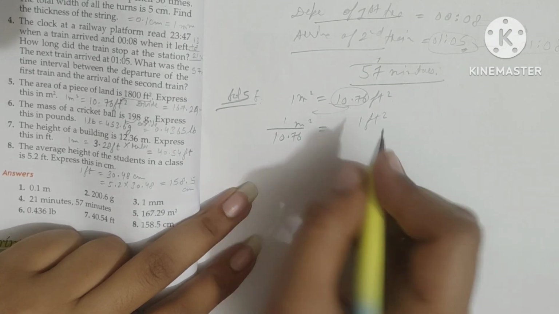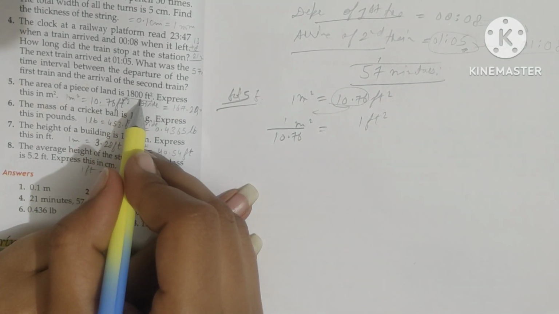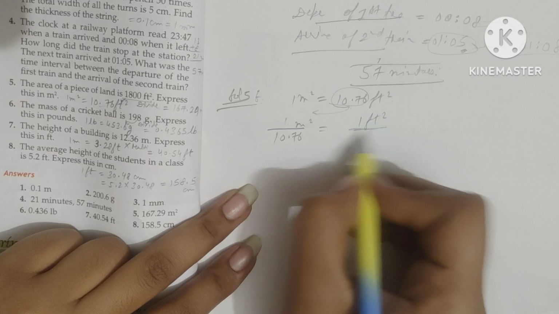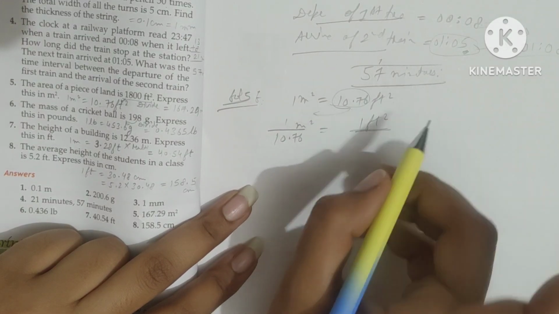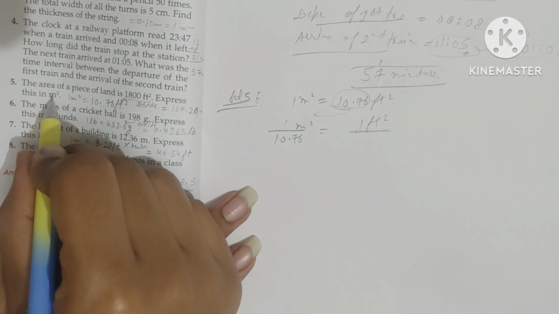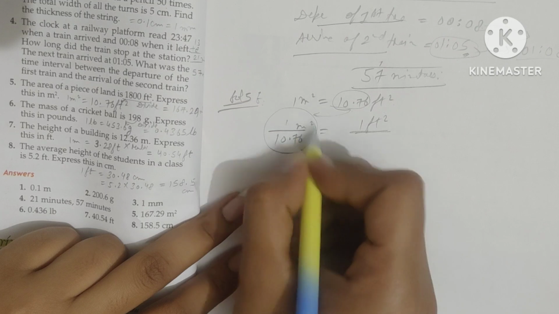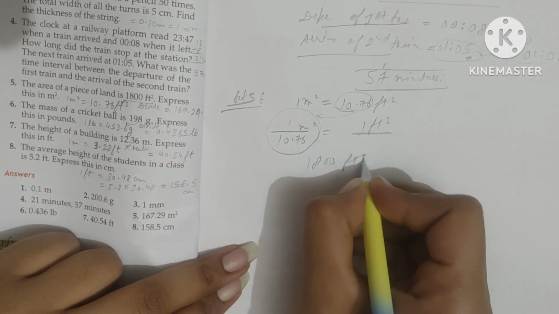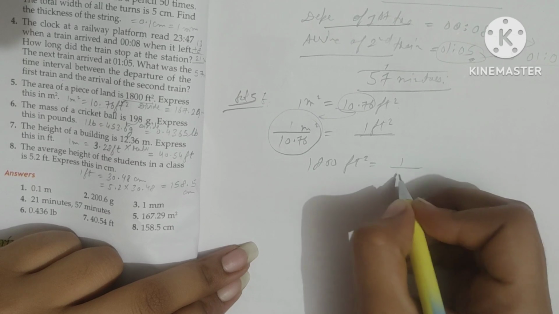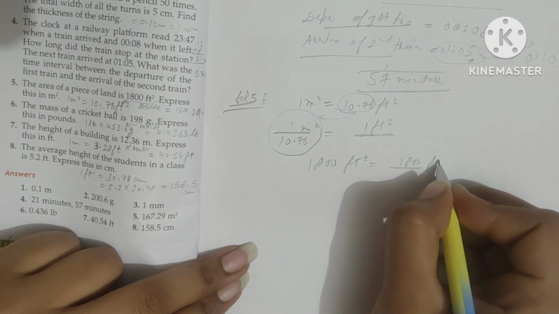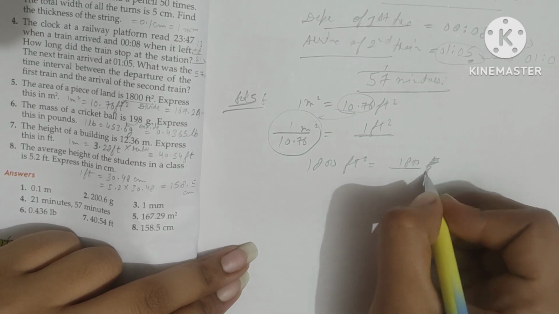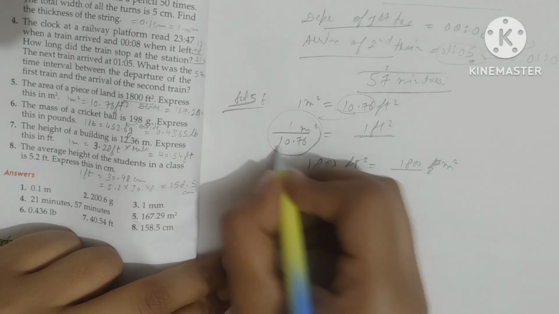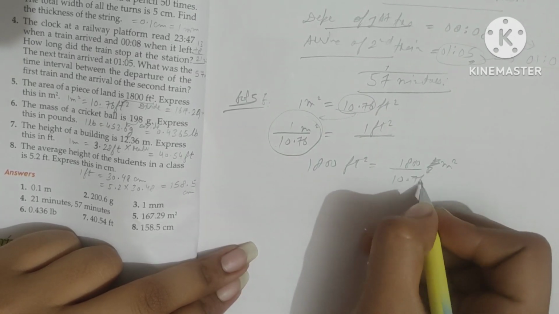Why did I take it to the other side? Because the value given to me is already in feet, so I need the feet alone. Then only I can express it in meters easily. Now, what is the given value? It is this feet square. It equals 1 by 10.76 in meter square. I have to divide with this value.